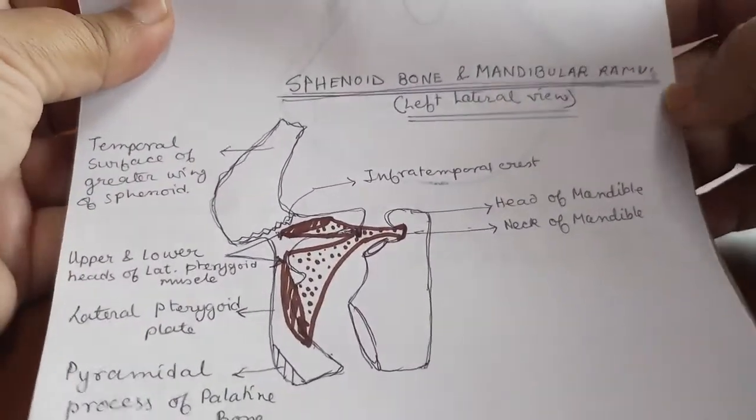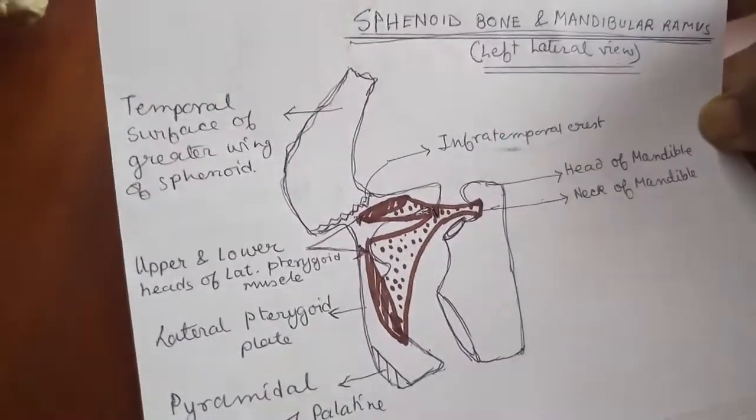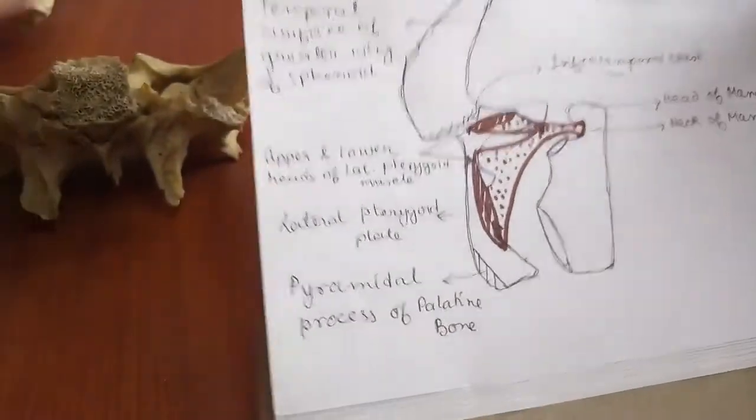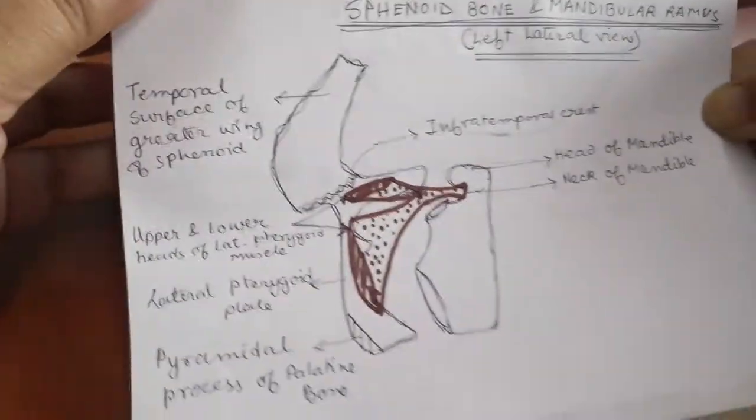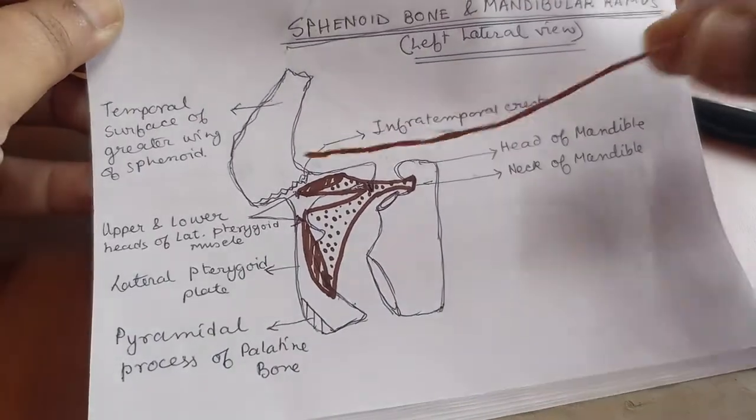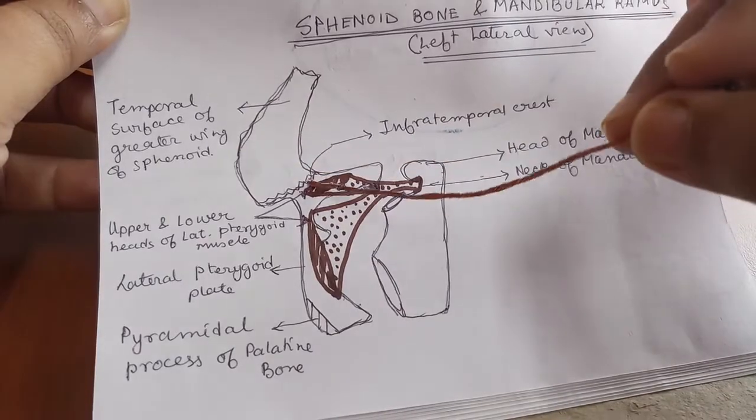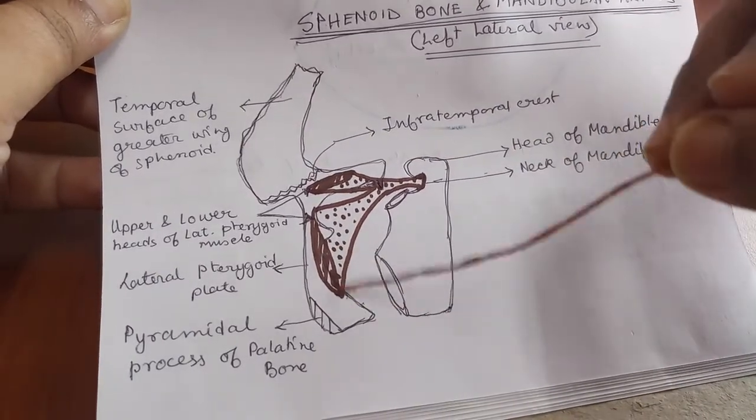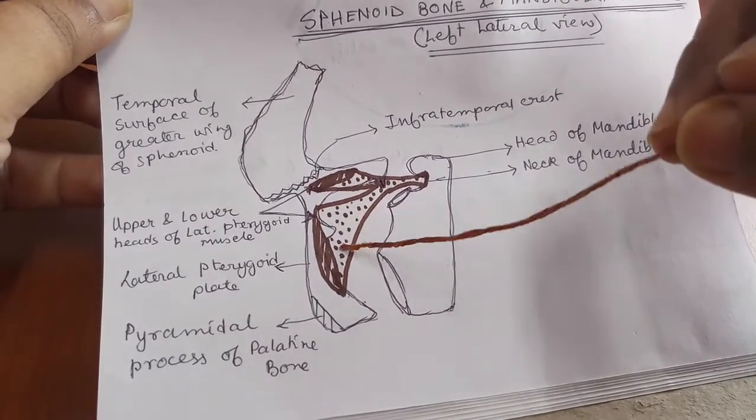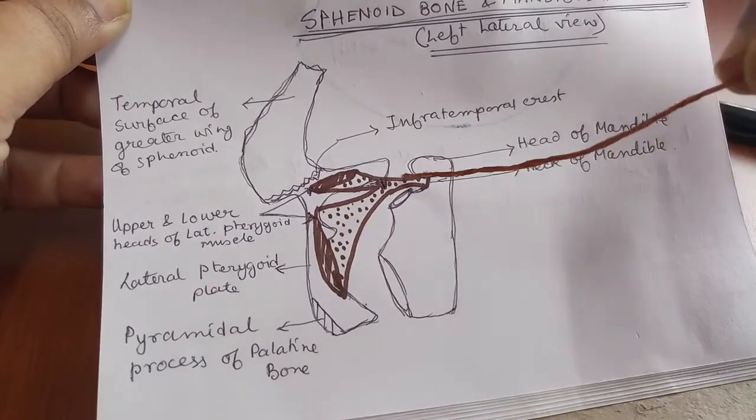So this is the relation of the sphenoid bone and the mandibular ramus we have tried to depict here. In this, we have tried to draw the temporal surface of the greater wing of the sphenoid, and this one is the lateral pterygoid plate. We are seeing here the tubercle. From here the pterygomandibular raphe will extend.